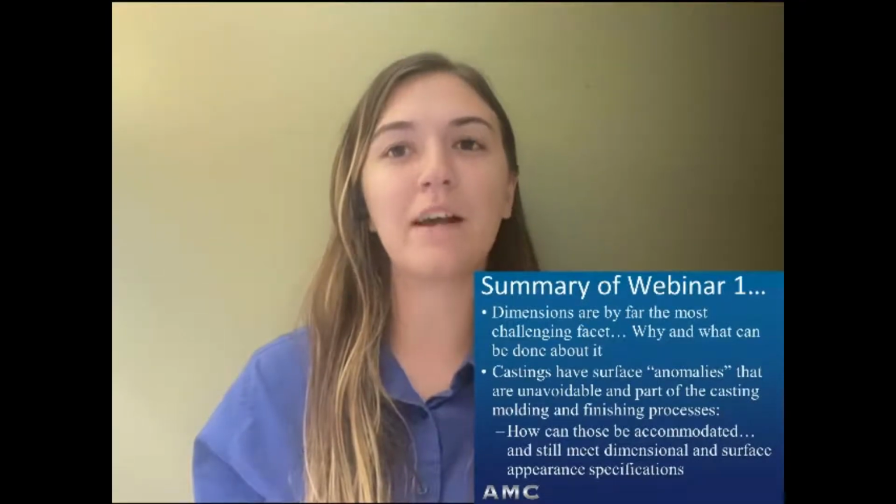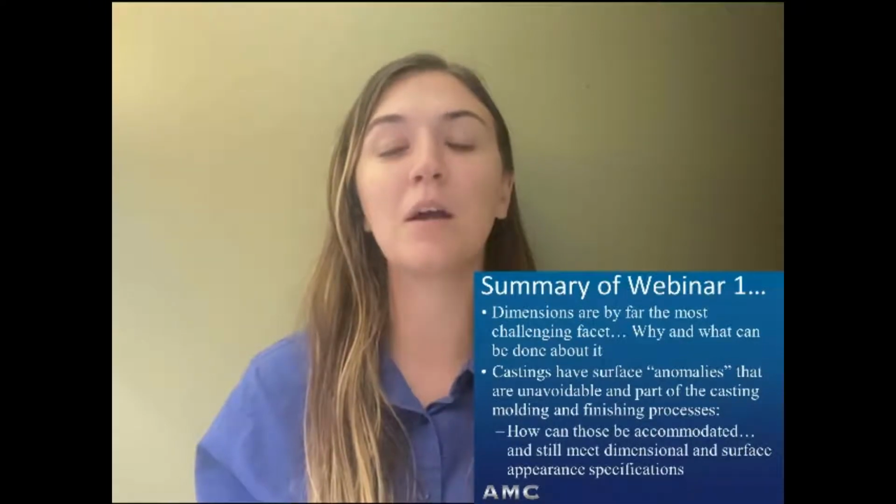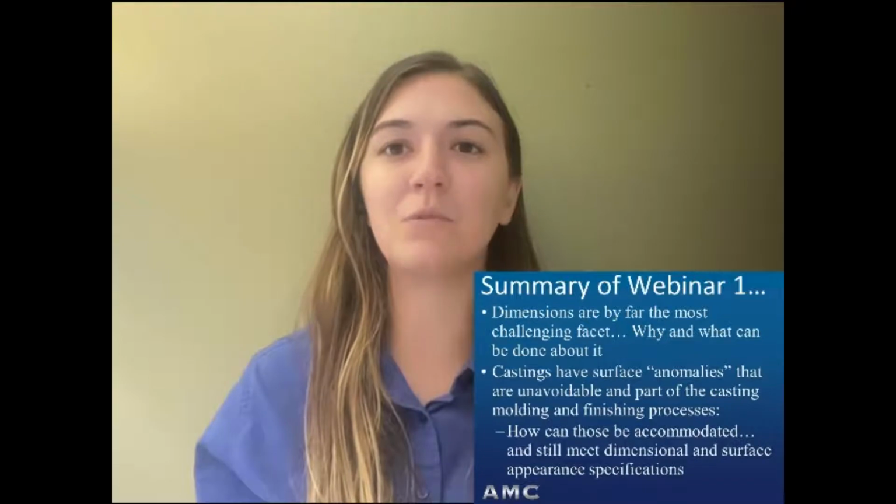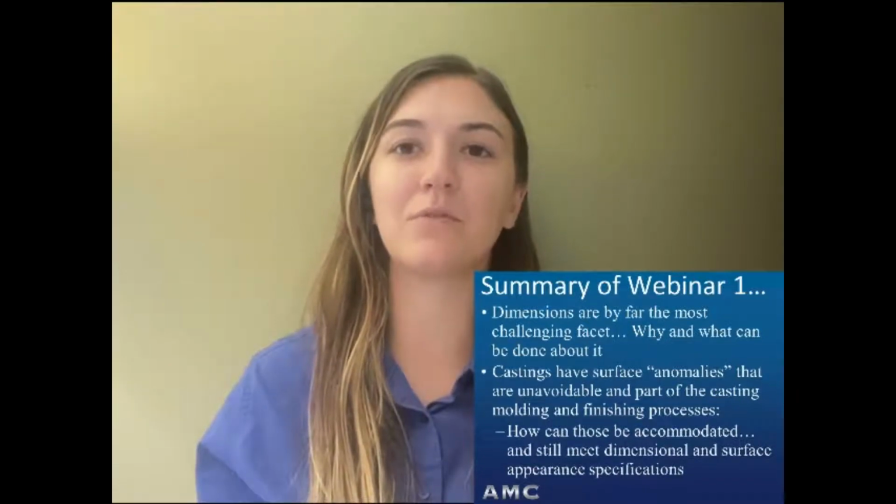Finally, we talked about how castings have surface anomalies that are unavoidable and part of the casting, molding, and finishing processes. So how can those be accommodated and we still meet dimensional and surface appearance specifications? Our bottom line secret for first article approval success is collaborative and intentional manufacturing engineering of the processes and all of the tooling among the separate business partners.